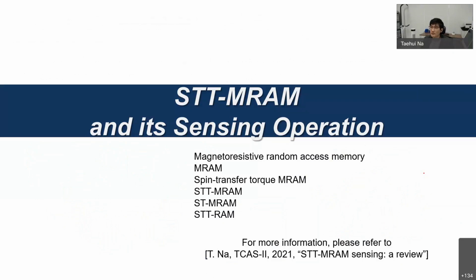Okay, now let's move on to the main topic, which is the STT-MRAM and its sensing operation. Well, to avoid confusion about the terminology, I'd like to explain in advance that MRAM stands for magnetoresistive random access memory. Sometimes it is called magnetic random access memory. And in case of spin transfer torque, it is frequently called STT-MRAM, ST-MRAM, or STT-RAM. Okay, and because of the limited time, I will deal with the sensing operation very briefly. So if you want more information, please refer to this paper, published this year, January.